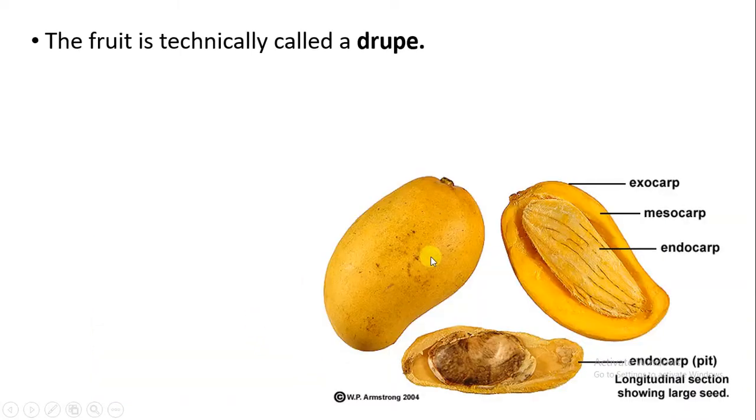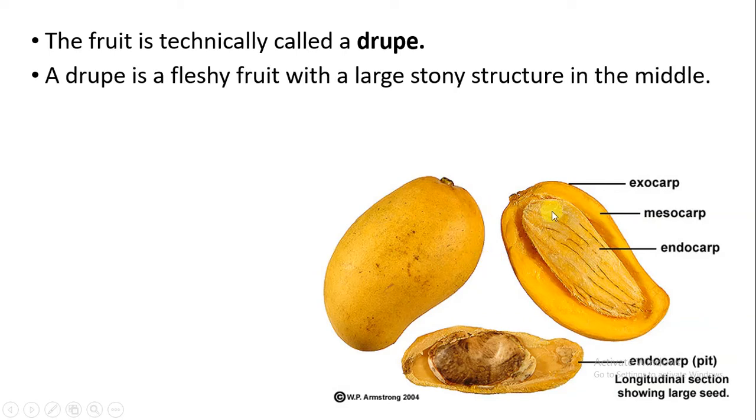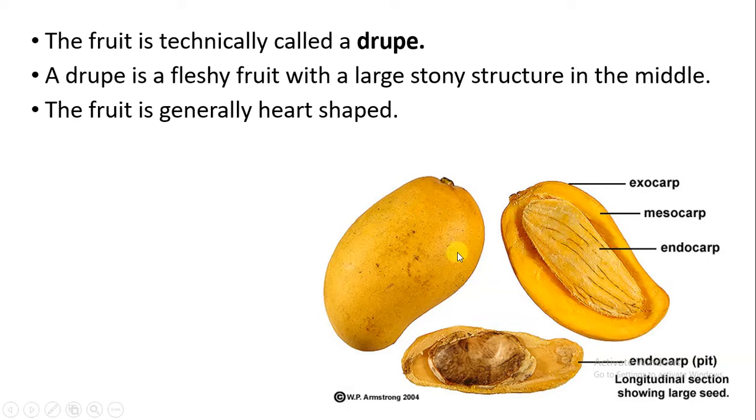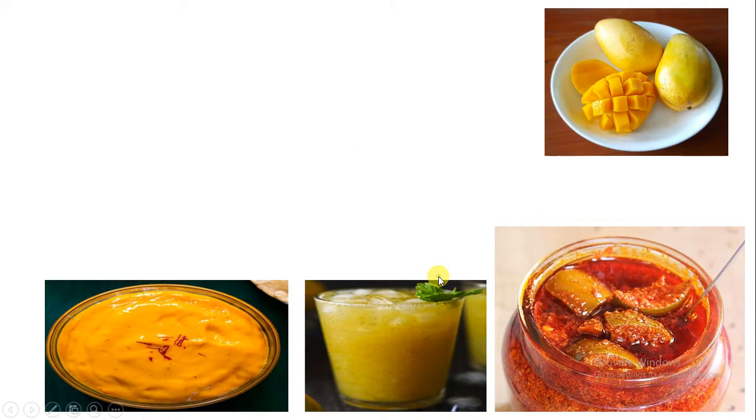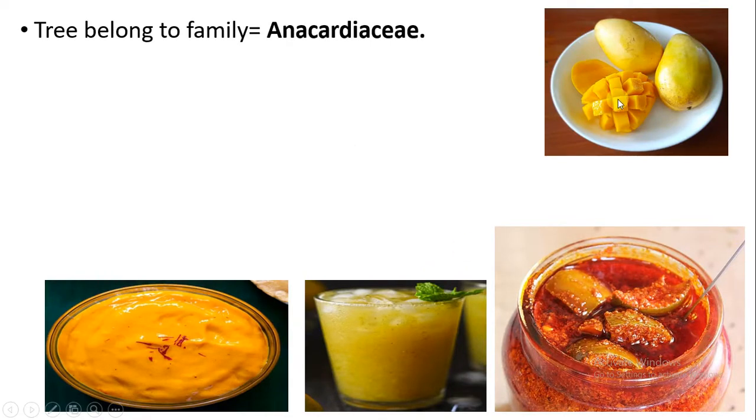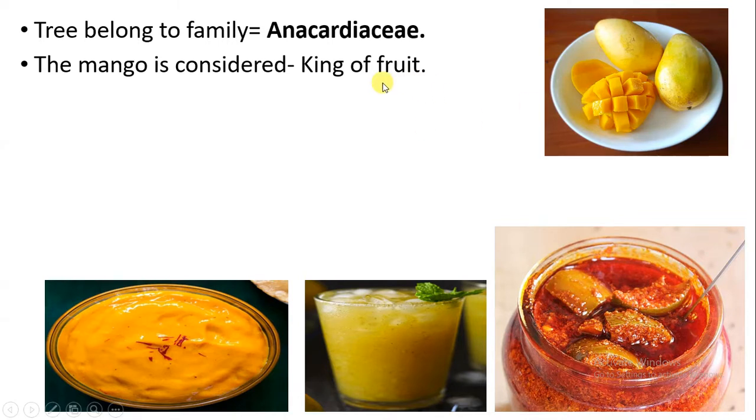The mango produces a fruit which is called a drupe. A drupe is a fleshy fruit with a large stony structure in the middle. The fruit is generally heart shaped. The scientific name of the mango is Mangifera indica. The mango belongs to the family Anacardiaceae. The mango is considered the king of fruits.